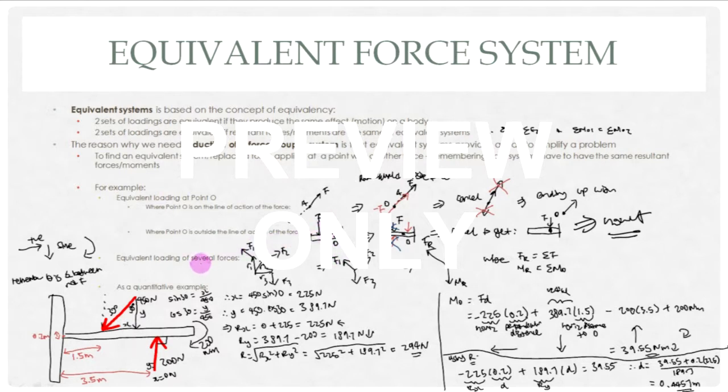The equivalent loading of several forces, so here you've got r1, F1, r2, F2, r3, F3. You can add them all up together, and you can find the equivalent moment as well. So that's where the force before is equal to the force after, so that's the force of the additions. The previous moment is equal to the moment of the equivalent system. So as a quantitative example here, I want to show you this one.